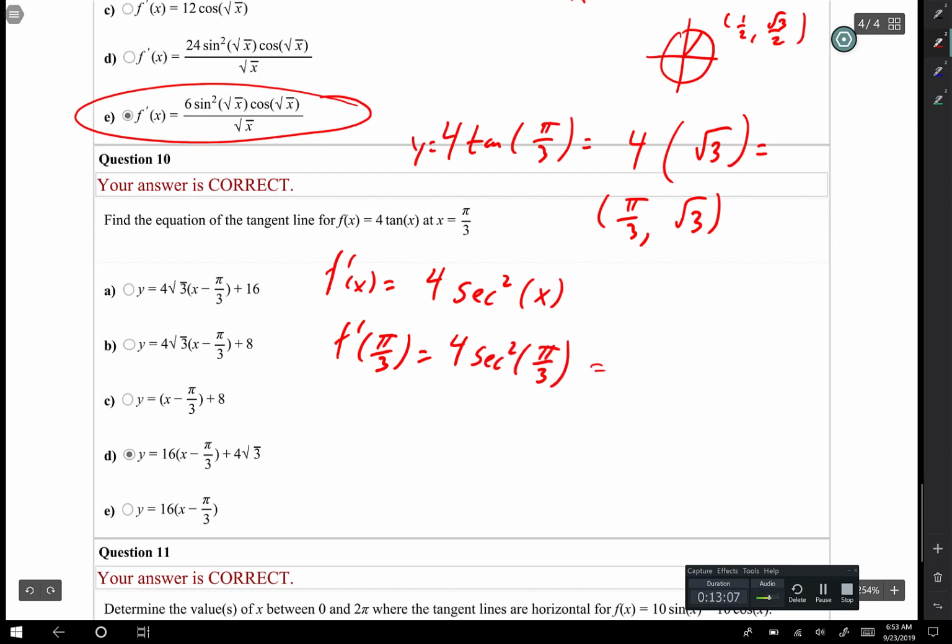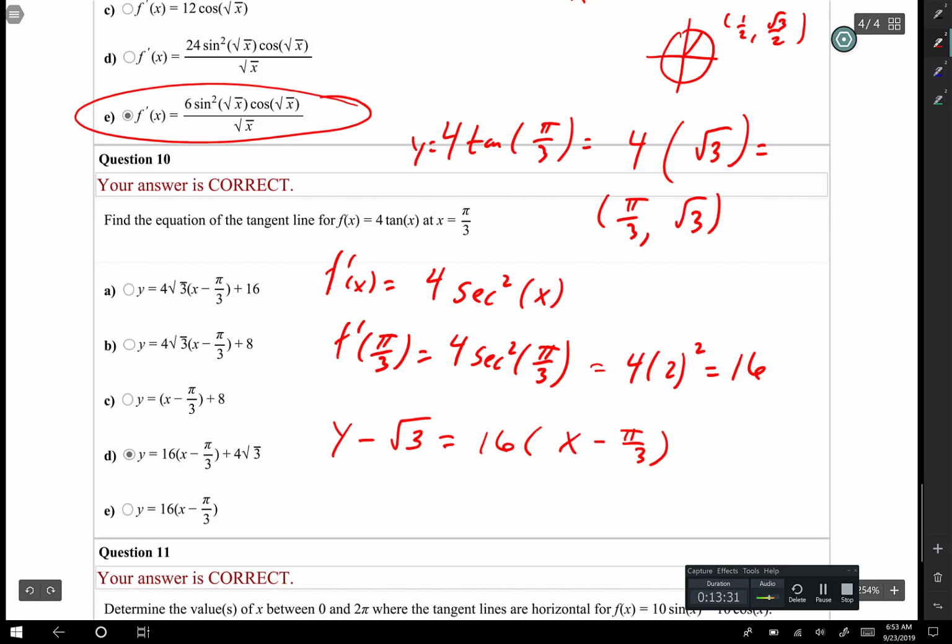Again, look at the unit circle at pi over 3. And secant is the reciprocal of cosine, so the reciprocal of half is 2. And I'm going to square that. 4 times 2 squared. So that becomes 16. 2 squared is 4. 4 times 4 is 16. So here's my equation. Y minus square root of 3 equals 16 parentheses x minus pi over 3.